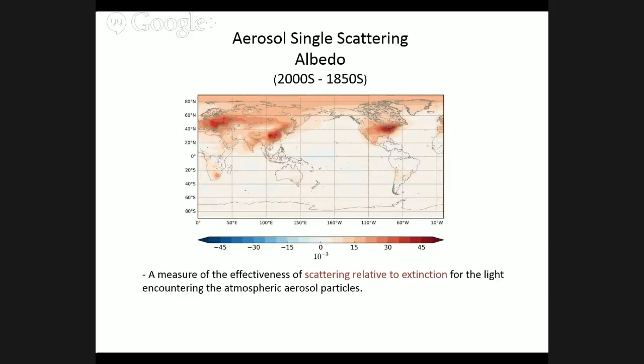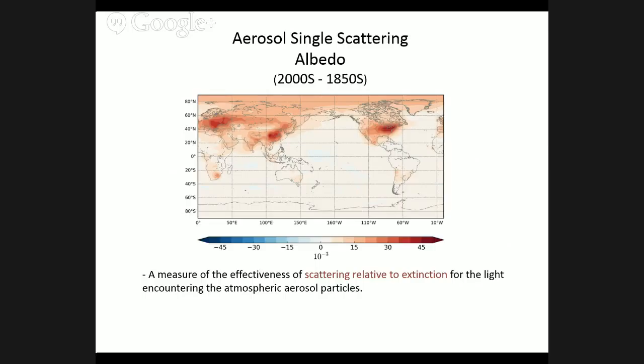Now there is another parameter called aerosol single scattering albedo. It's a measure of the effectiveness of scattering relative to extinction for the light encountering the atmospheric aerosol particles. As I told earlier, aerosols can be scattering as well as absorbing, and at any given point both can happen. So this tells us the scattering as a fraction of extinction, which means scattering plus absorption.